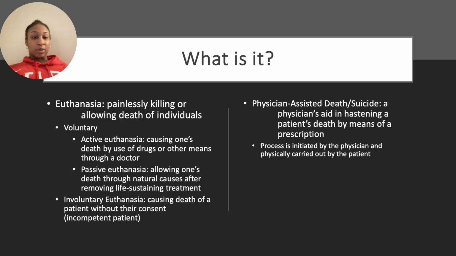So let's look at the difference between euthanasia and physician-assisted death or suicide. Euthanasia is, they're both painless, but it is the killing or allowing the death of a patient. So voluntary euthanasia has active and passive euthanasia. Active involves prescribing a prescription to the patient and carrying out these deaths in a hospital setting. And then passive euthanasia is allowing the deaths naturally by removing any life-sustaining treatment or consistently prescribing prescriptions or anything like that.